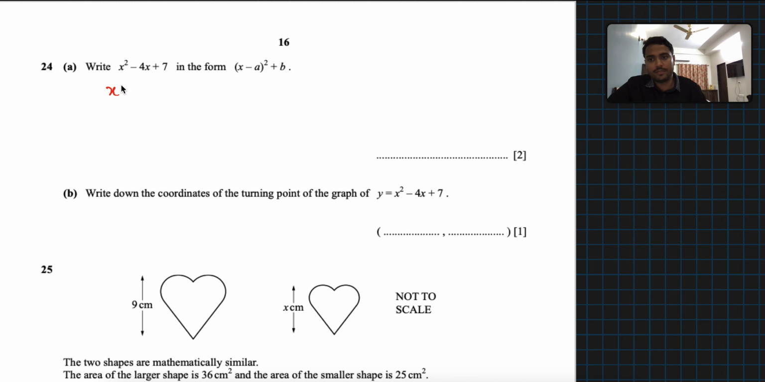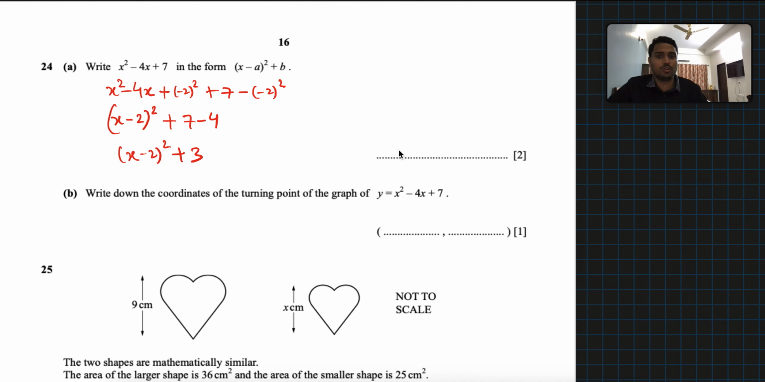So we can write x square minus 4x plus minus 2 the whole square plus 7 minus minus 2 the whole square. So from here you will get x minus 2 the whole square plus 7 minus 4, that is going to be x minus 2 the whole square plus 3. So this is going to be the answer, x minus 2 the whole square plus 3. And just check, do we have to write the value of a and b? No. So this is what we have to write.